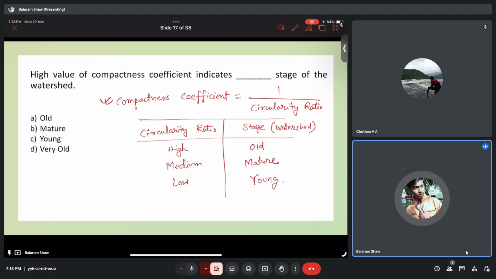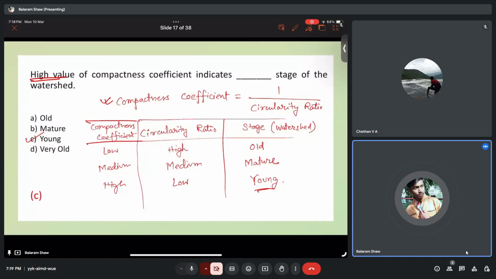The inverse of the circularity ratio. This means if the circularity ratio is high, the compactness coefficient will be low. If it is medium, it will again be medium, and if it is low, it will be high. So what is the question? A high value of compactness coefficient will indicate the young stage of the watershed. So the correct answer will be C.